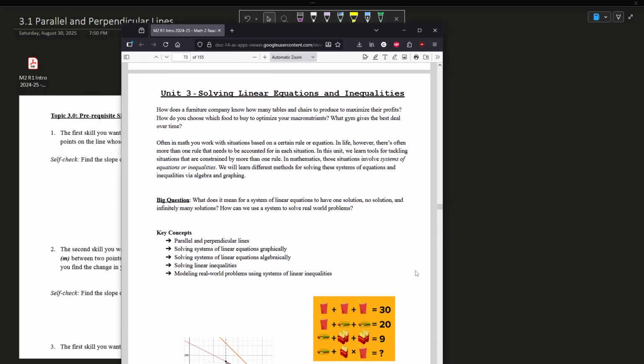In Unit 3, we'll be solving linear equations and inequalities. Let's break that down. Linear relates to lines, and we know what equations are, so we have some line equations. We've been dealing with these before, and you probably know how to graph some equations and how to solve. Like if we have y and x, we have a line.